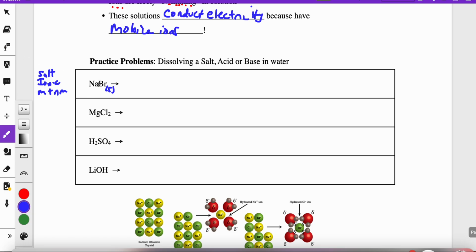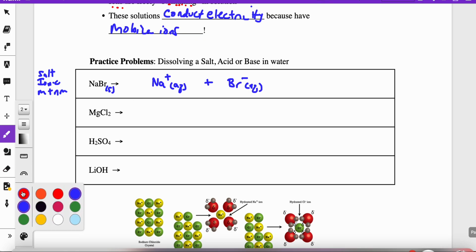When we take this and we dump it into water and stir it around, water yanks the Na cation away from the bromide anion. So what we end up having in solution is the Na, the sodium cation, carries a +1 charge, and now its phase is aqueous, meaning it's spread out, dissolved in the water, swimming freely and separated from the bromide anion.